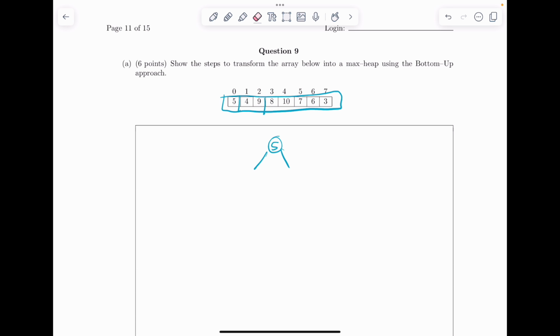So, nope, not a 5. We want 4 and 9 as its children. And then going from there, we have 8, 10, 7, and 6 as all of its children. So we'd have 8, 10, 7, and 6. And finally, 3 coming off of the 8 there. So that's basically how we can transform an array into a tree and vice versa.